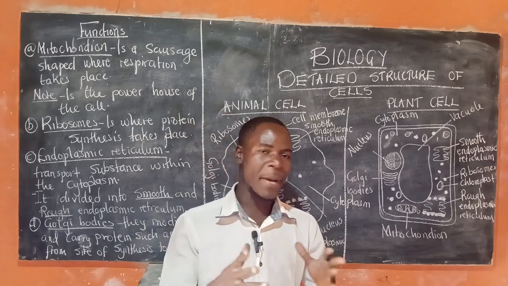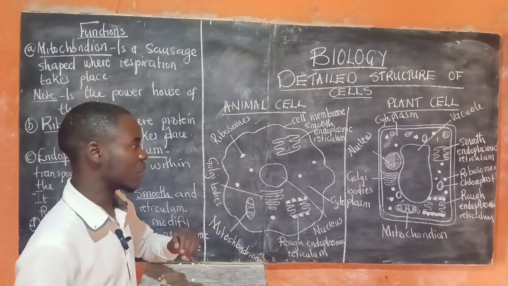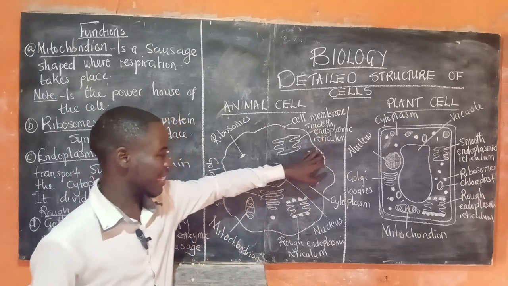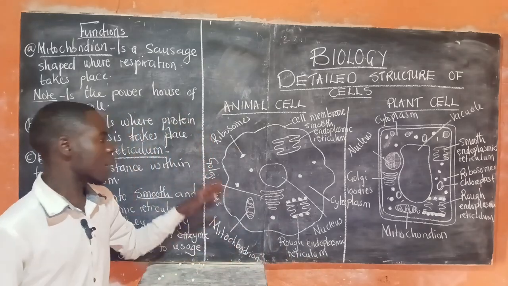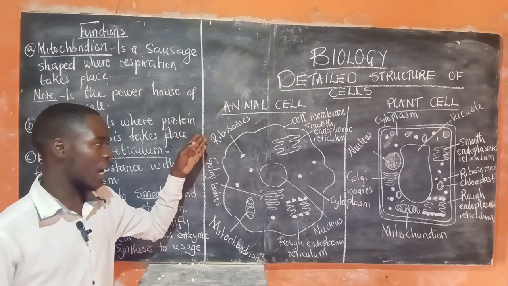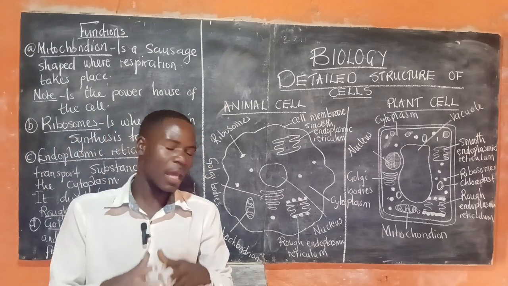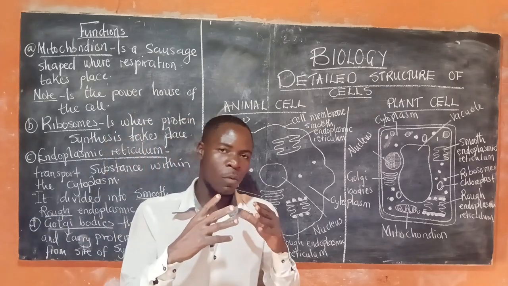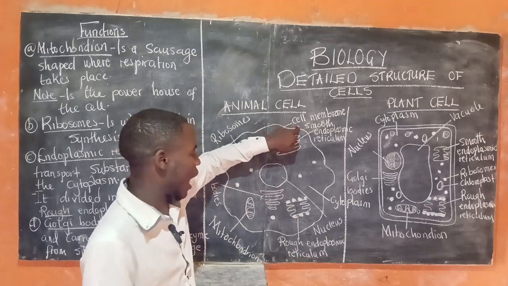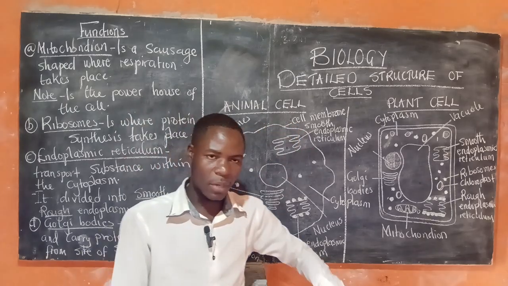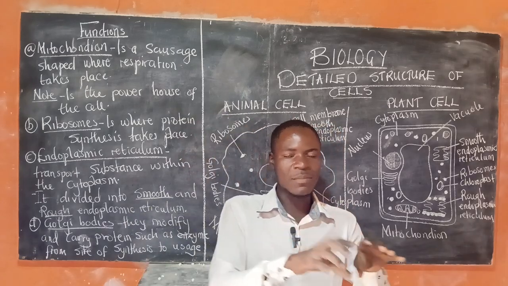So the parts which make up the detailed structure of the plant cell and the animal cell are the smooth endoplasmic reticulum, the rough endoplasmic reticulum, the mitochondria, the Golgi bodies, the ribosomes, and some other parts. Here is where we need to basically understand some of these parts. So we have the smooth and also the rough endoplasmic reticulum. Here is where we talk about this endoplasmic reticulum.